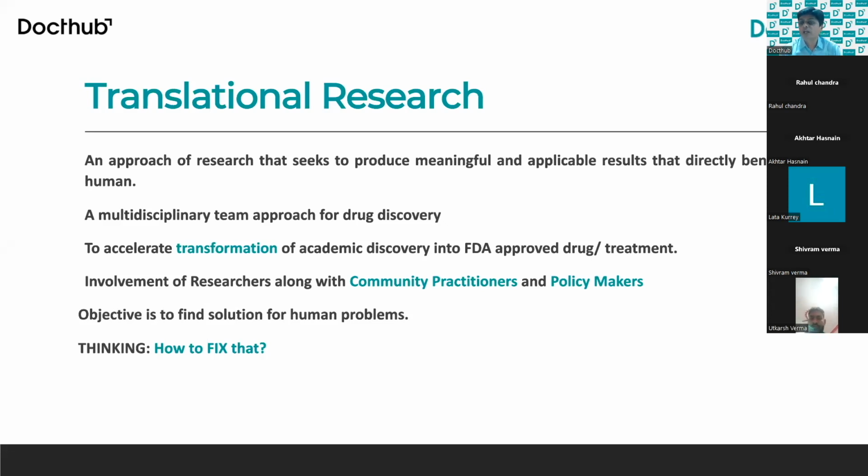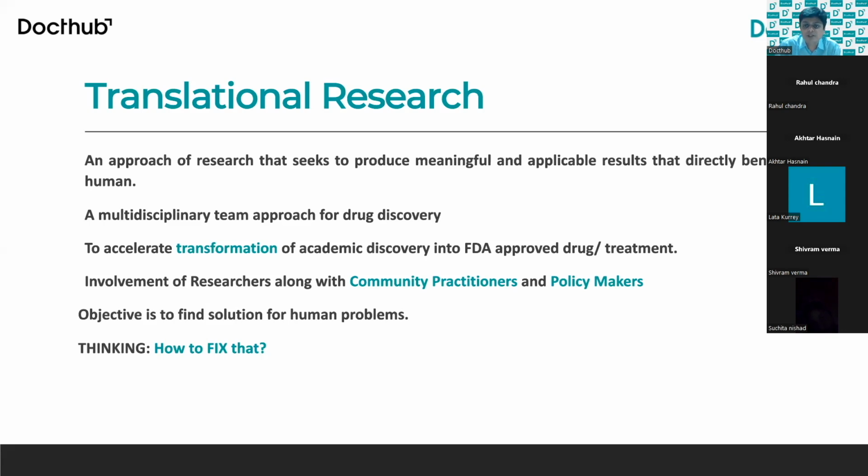It means if you are working on a cancer drug, you will not be the only researcher or scientist working on that particular drug. There will be a medical oncologist, there may be a hematologist, there may be a cancer specialist, surgeon, or a radiation oncologist. You will be working with such a team and trying to identify a solution for one particular problem. Here we are trying to accelerate the transformation of academic discovery into FDA approved drugs and treatment.